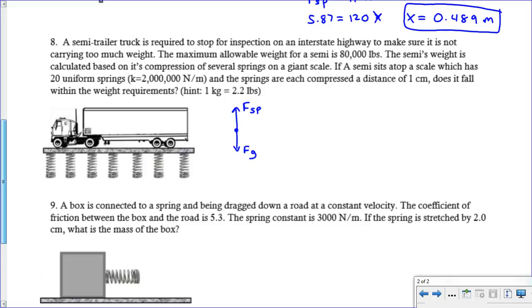And so what we have to do is figure out what this FSP is so that we can try and figure out what the mass or the weight of the truck is. The spring force is equal to K times X, the spring constant times the distance. In this case, that's 2 million times the distance it's compressed, 0.01 meters. It was given in centimeters, but you have to get it to meters. So if we do this, you should get 20,000 there.